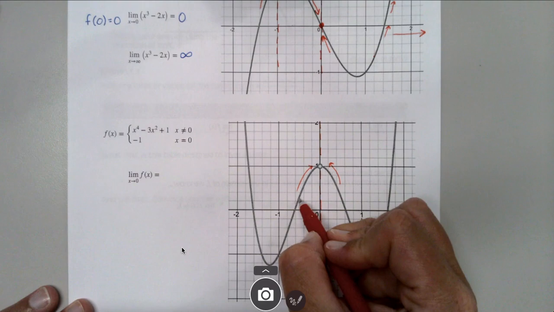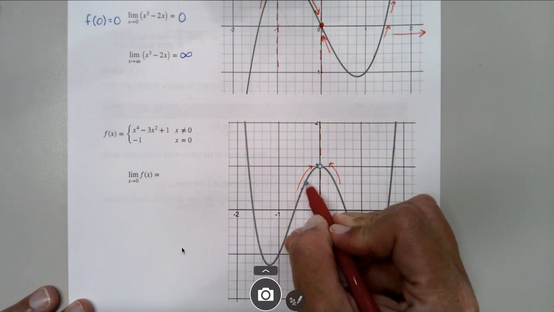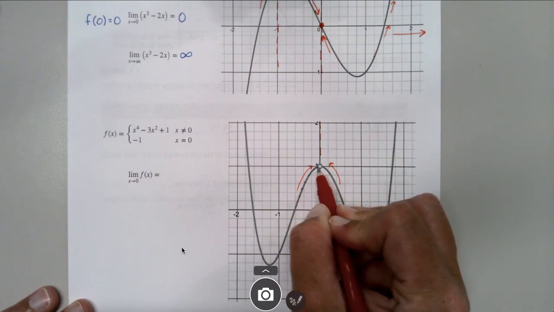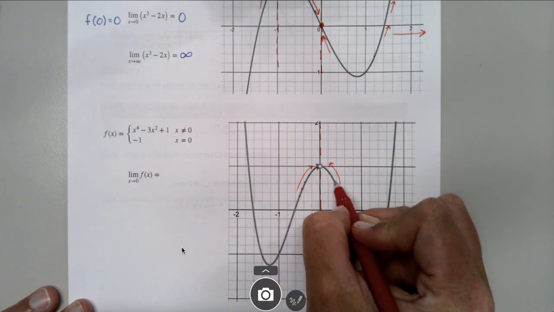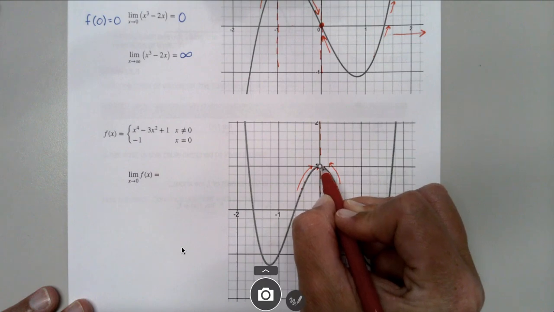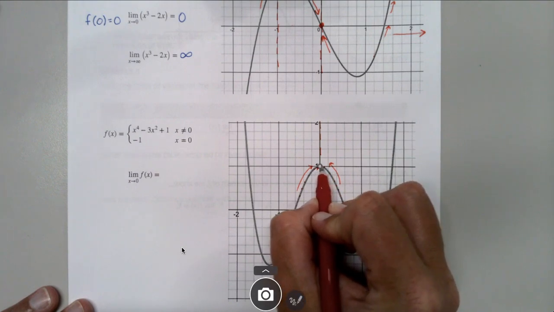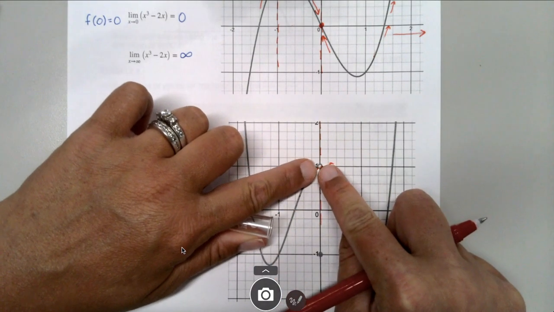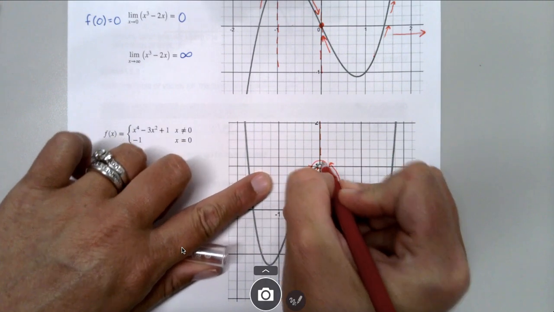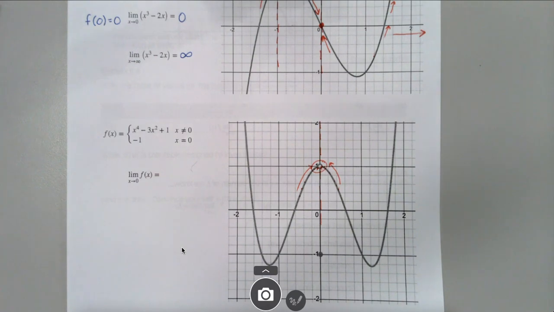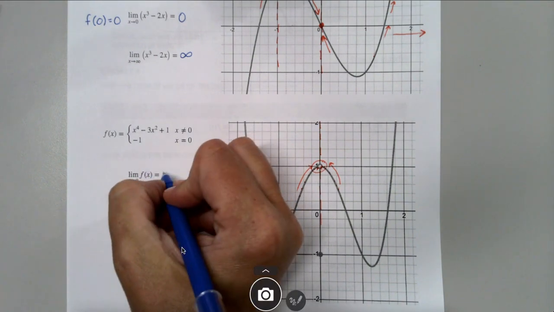And if I look at those y values, they're climbing and climbing, getting closer and closer to this y value here. Same thing here. These y values are climbing and climbing, getting closer and closer to this y value here. So on both sides, I'm approaching this same spot, and the y coordinate there is just +1. Now, so that is the limit.